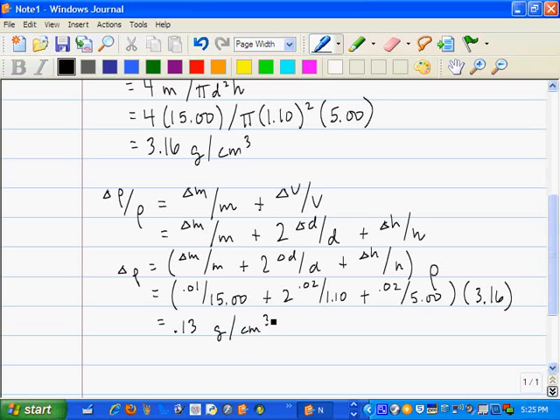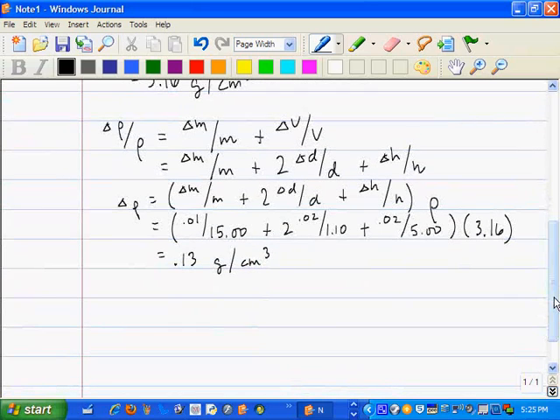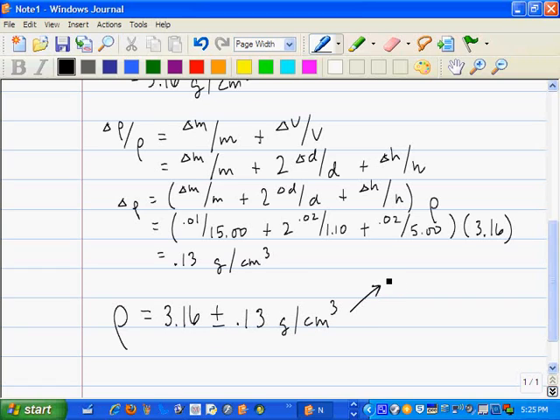So I would report the density, therefore, as 3.16 plus or minus 0.13 grams per cubic centimeter. And what we're acknowledging here is that our density could be as high as, let's say, 3.29 and as low as 3.03 grams per cubic centimeter.